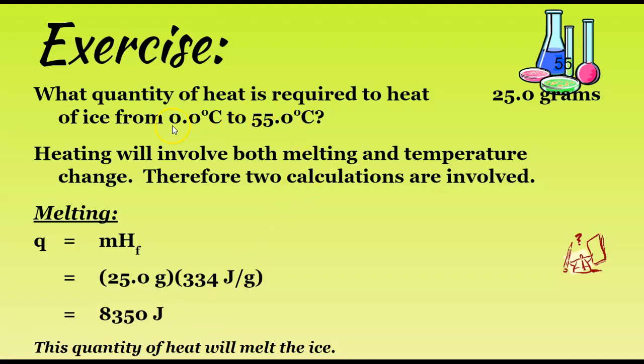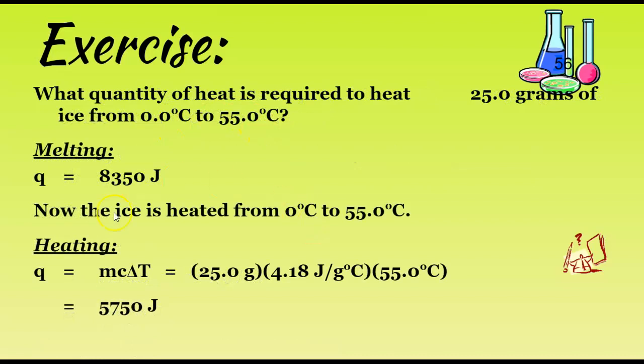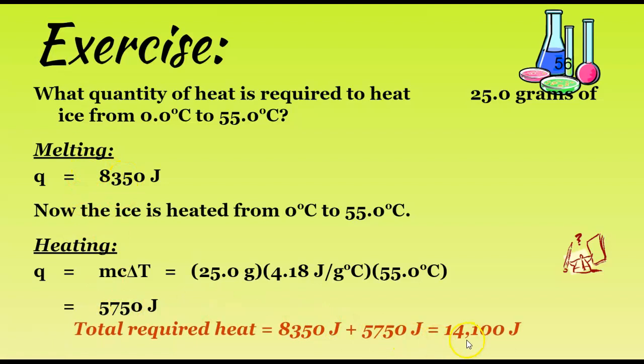Now I got to get the temperature change from 0 to 55, which is right here. I got to do my MCAT. So heat, I got to find that heat. Mass, again, is 25 grams. Specific heat of water is 4.18 joules per gram Celsius, found in table B. And then I've got a temperature change from 0 to 55. So 55 minus 0 is 55 degrees Celsius. Multiply these together, and I get 5,750. I'm done, right? No. I got to get the total heat. That means adding these two together. When I do that, my total heat is 14,100 joules.